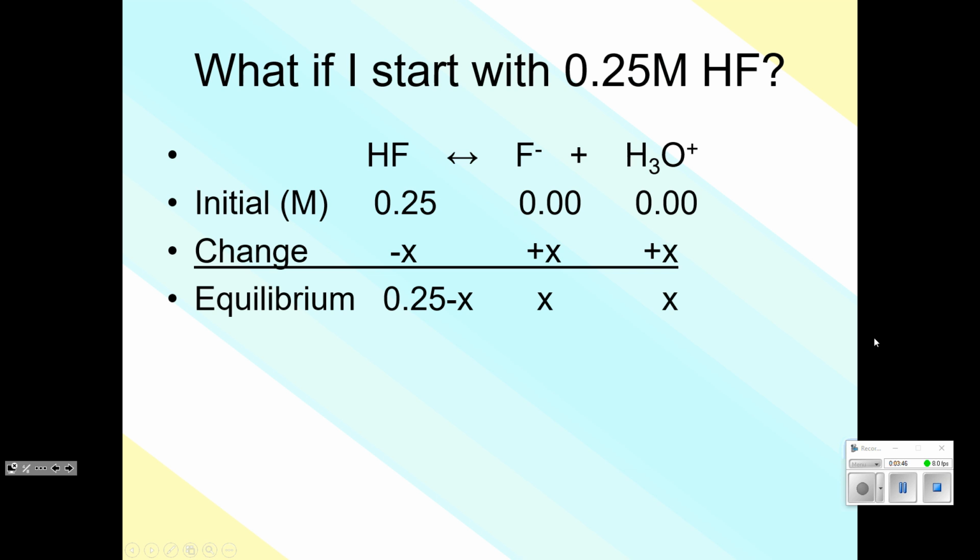After all, if it gives me a double arrow, I know it's an equilibrium reaction, and that's where the ice table is a good way to organize what I need to do. So I have the initial concentration of HF, which means I start off with nothing of both of the products. I recognize that one thing's going to change by an amount, let's call it X. Other things are going to gain that X value, and then I have my equilibrium.